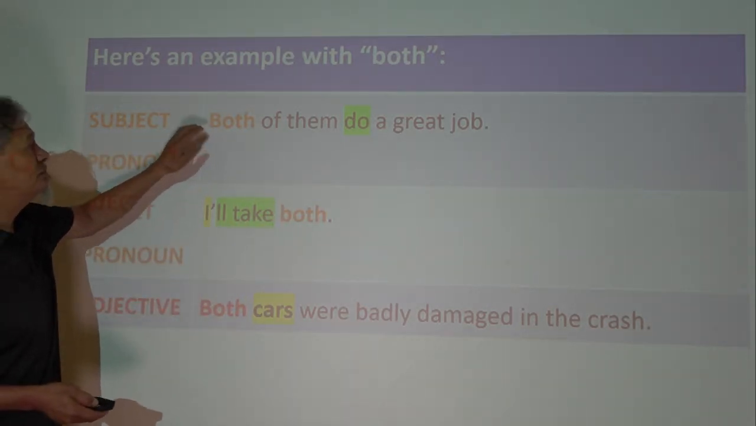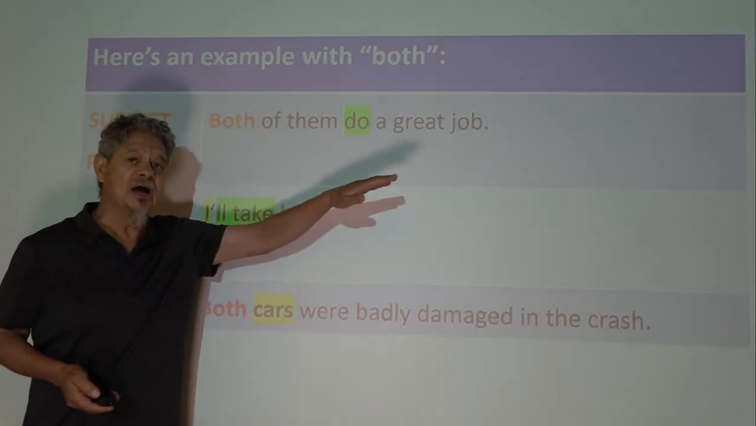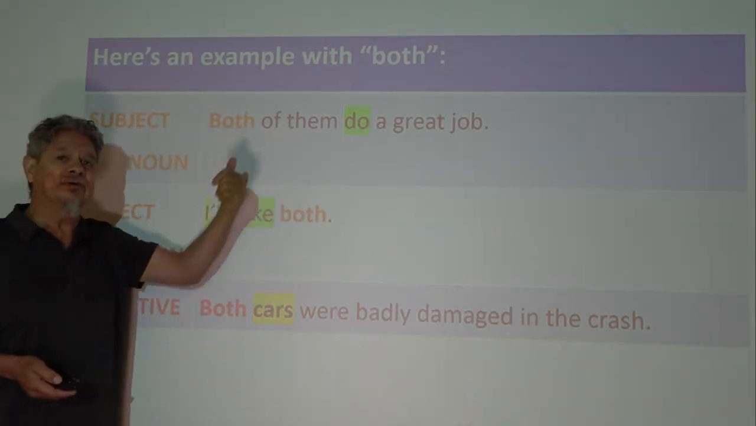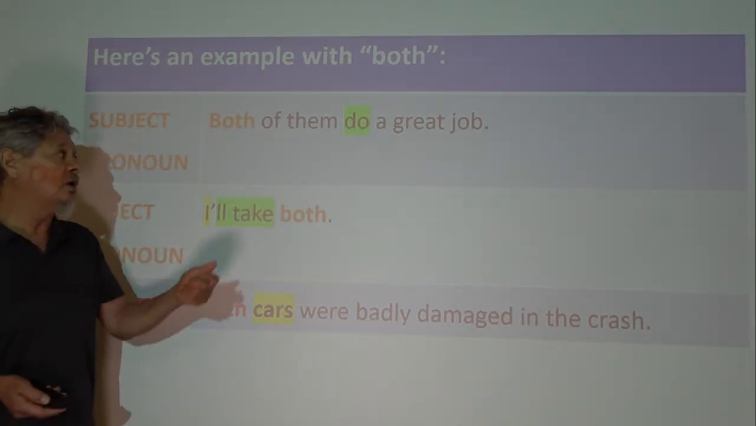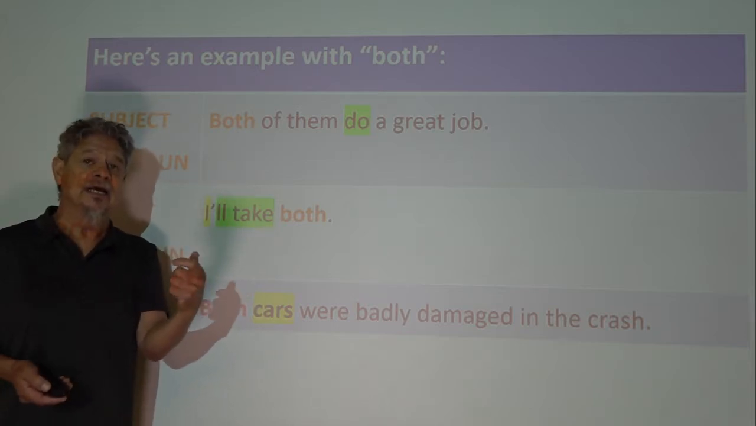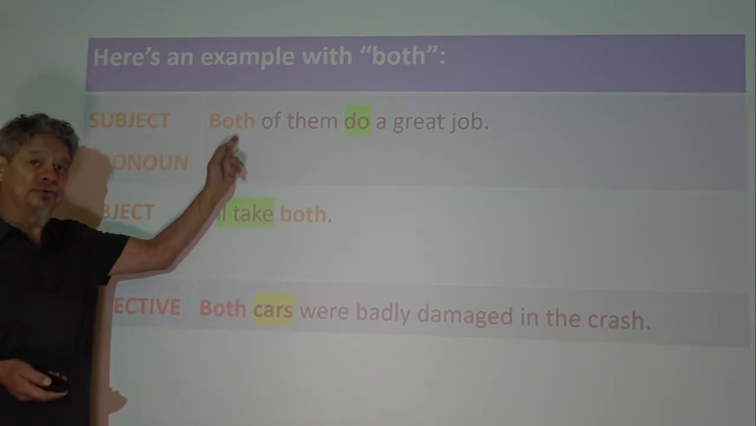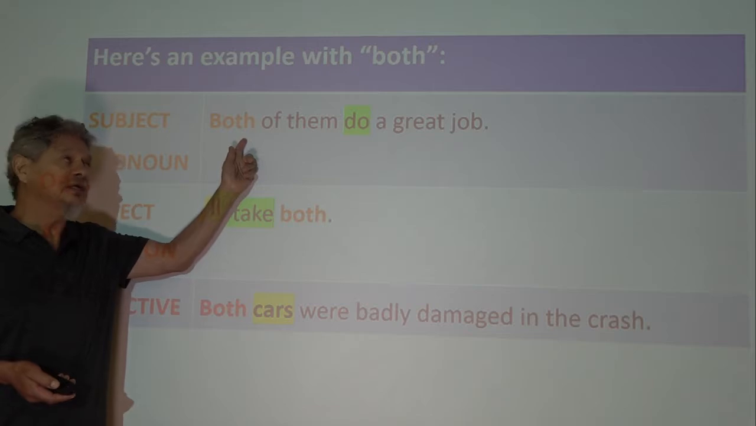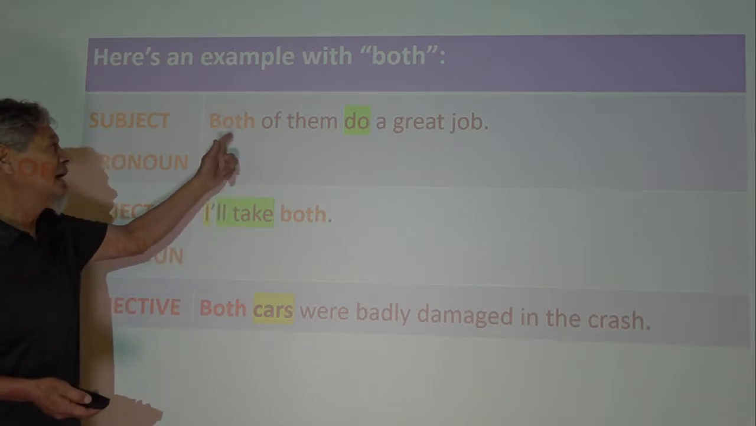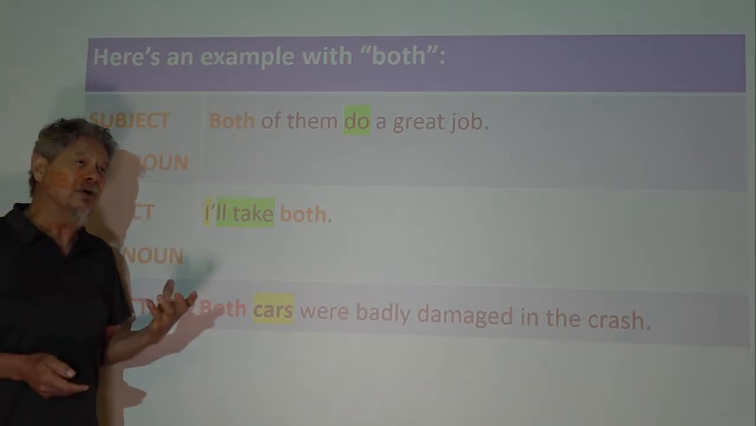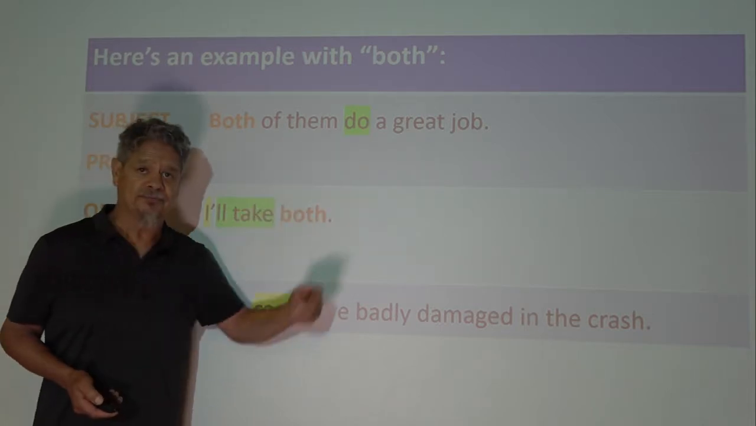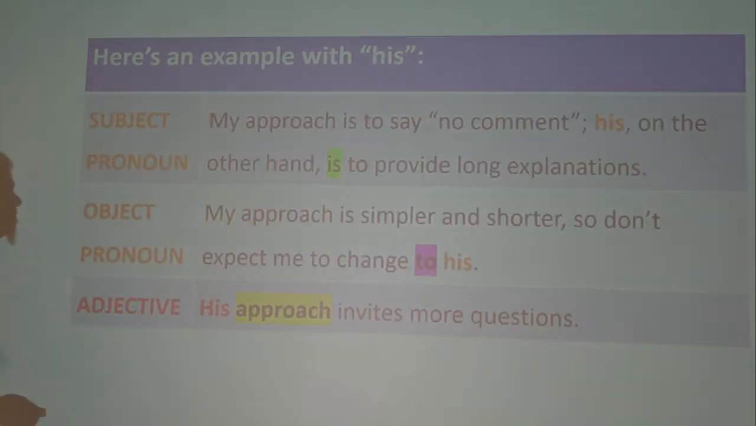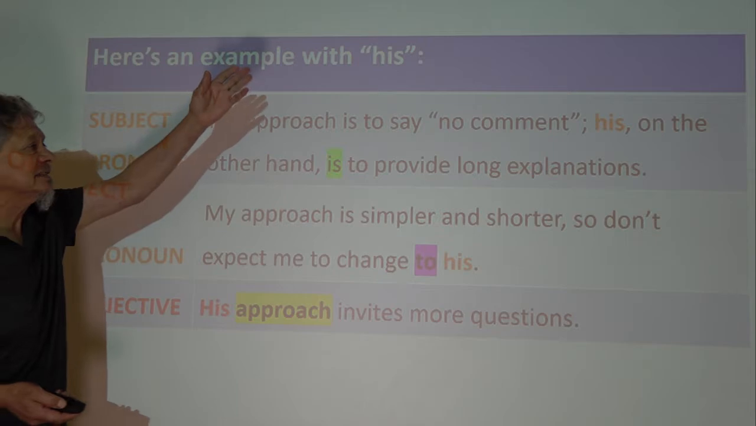And if I say, both of them do a great job, I may be referring to 2 employees or 2 machines, but I'm using both to represent those 2 nouns. And so I'm using both here as a subject pronoun with the verb do. The next example deals with the word his.